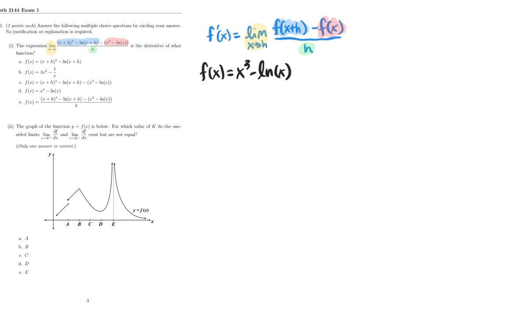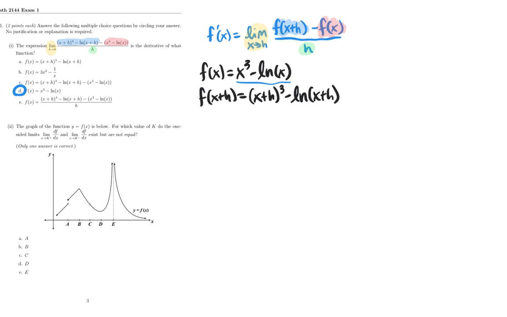Now let's just double check that f of x plus h matches the part we think it is. That would be x plus h cubed minus natural log of x plus h if I plug x plus h into this function. And so that does seem to match, and so I think we can be fairly confident that our f of x is equal to x cubed minus natural log x, which is answer D.